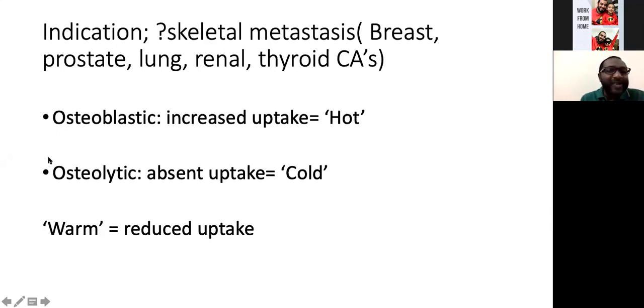Now, areas that are osteolytic mean that there is absence of either blood flow or viable tissue. So this area will show as absent uptake, and because there is no uptake, that area appears cold. That's why we use the term cold spots. You will see the terms hot spots and cold spots in your preliminary textbooks. Sometimes we also use the term warm spot, where the uptake is not as high as an osteoblastic one, and there is not complete absence, but some evidence of uptake. This is called reduced uptake, and we refer to it as warm uptake.